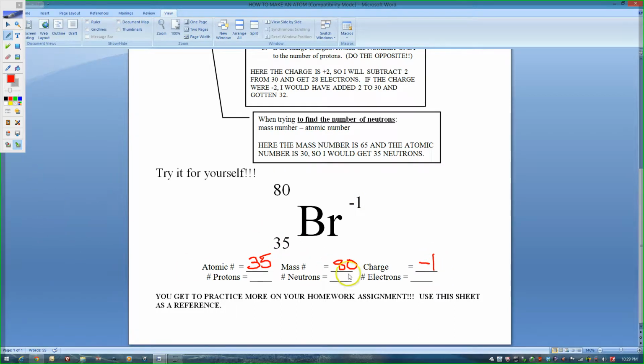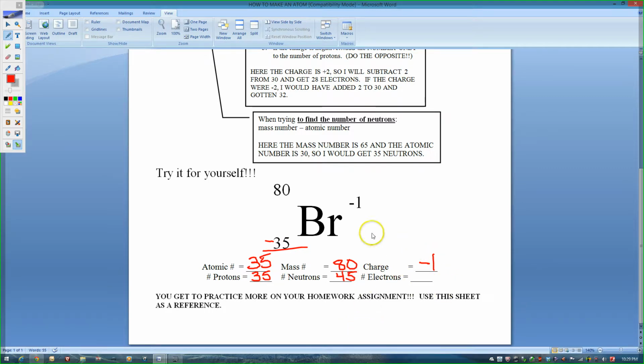Then protons, neutrons, electrons. It's the whole reason we're doing this. Protons is that number right there. It's the atomic number, so 35 is the same as your atomic number. These two will always be exactly the same. Neutrons becomes that subtraction problem. Of the 80 protons and neutrons, 35 of them are protons, so how many of them are neutrons? Subtract, the answer is 45.